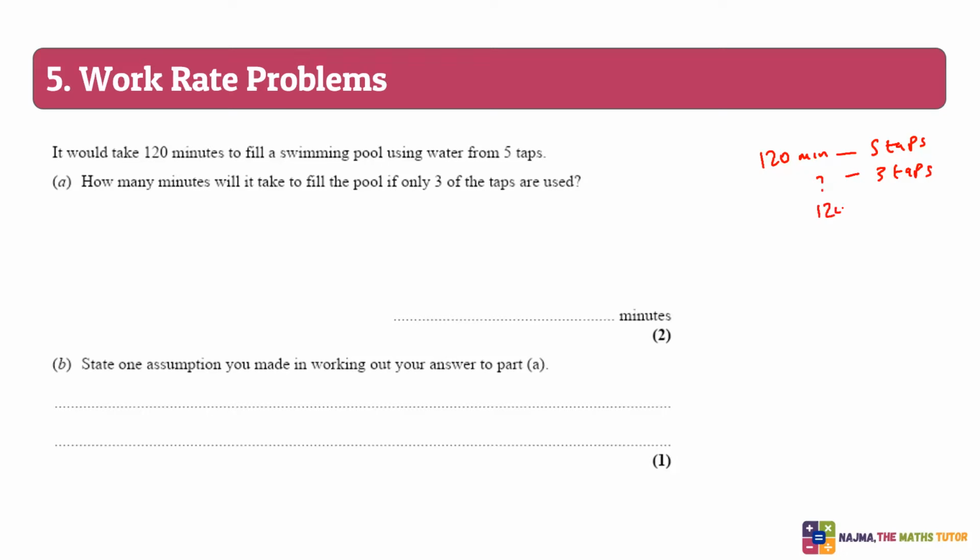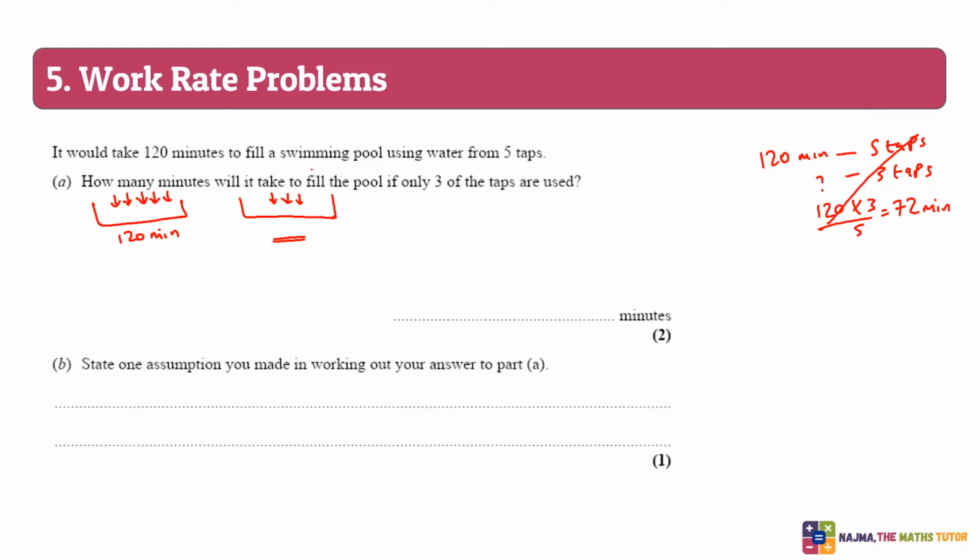So your first instinct would have been 120 times 3 divided by 5, which equals 72 minutes, right? But let's think this logically. So we have a swimming pool, 5 taps. It takes 120 minutes. What if I had 3 taps? Do you think it would take longer or less than 120 minutes? So think about it logically. You have 5 taps, it takes 120 minutes. If you have fewer taps, you would expect that you would have to sit longer and wait for the swimming pool to fill up, right? So this method doesn't work.